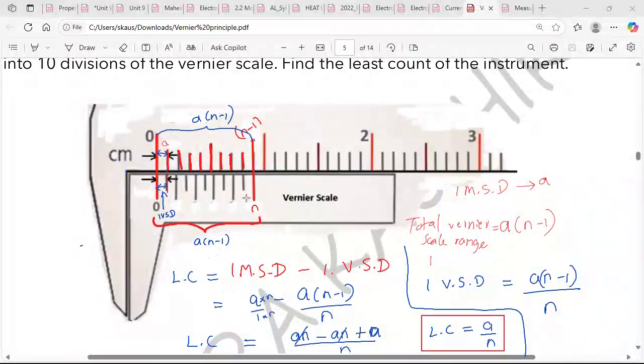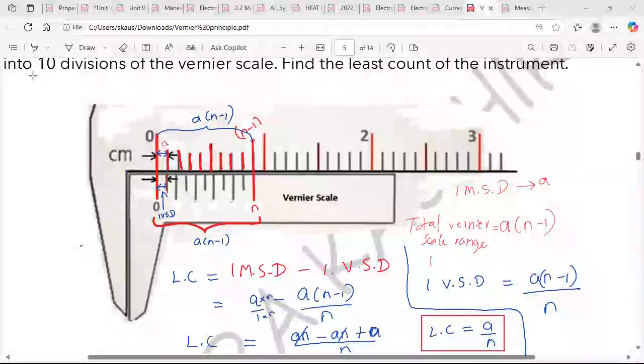Then a is the least count of the main scale. N is the number of vernier scale divisions. Least count of the main scale divided by the number of vernier scale divisions is the least count for the instrument, right? That's the least count for the instrument.